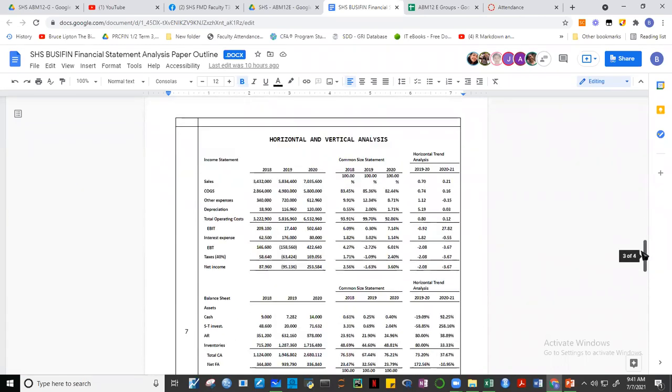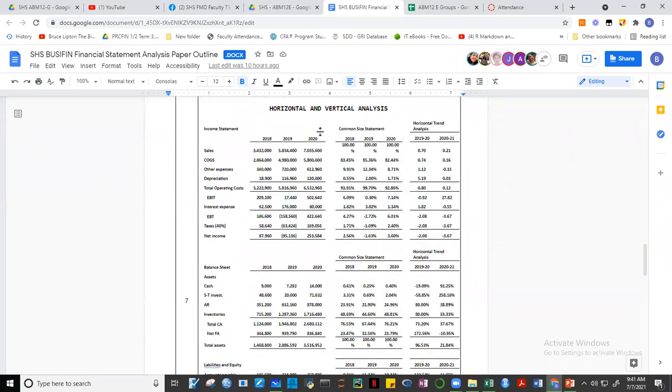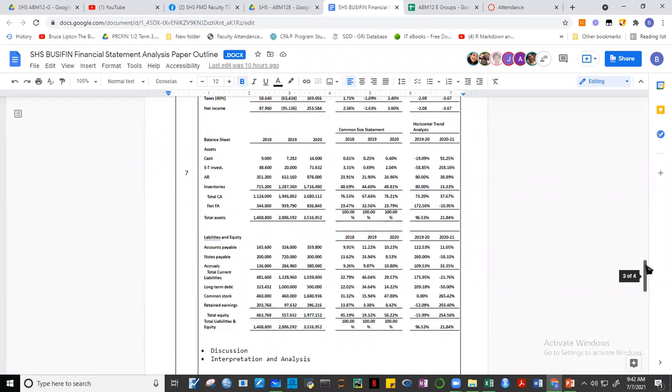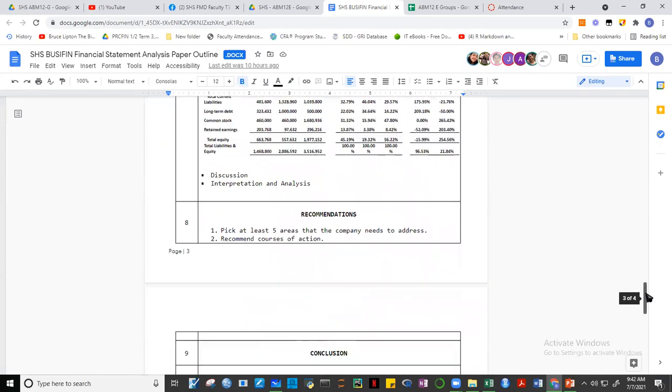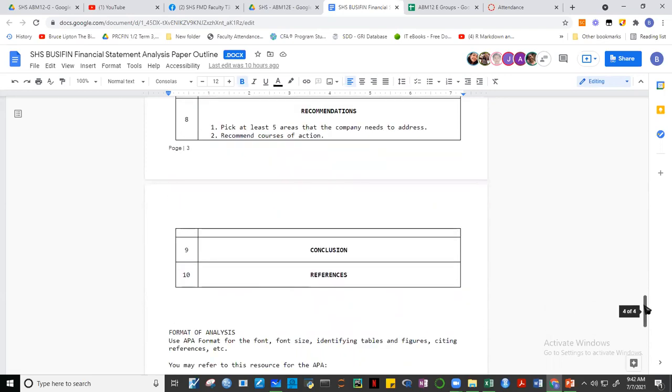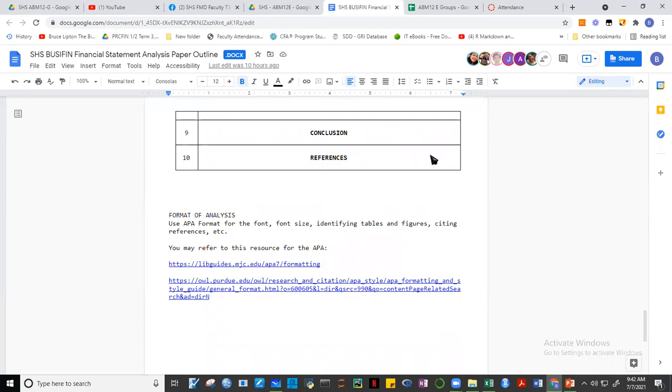Okay, and then chapter 7 will be horizontal and vertical analysis. Okay, this is just an example. Okay, and I'm going to explain how that is done. Of course, chapter 7 will also include discussion and interpretation and analysis of your horizontal and vertical analysis. And then chapter 8 will be your recommendations. Pick at least 5 areas that you feel the company needs to address. And then you give recommended courses of action. Of course, you justify why. And then conclusions and then references.